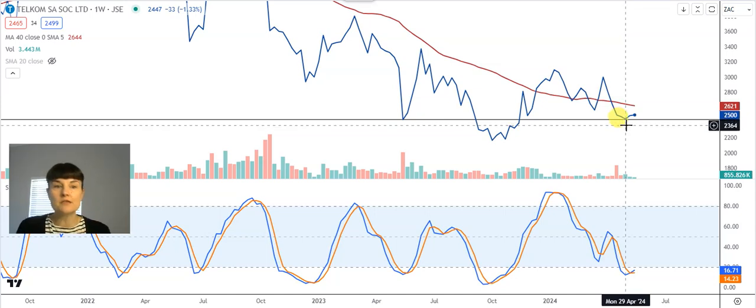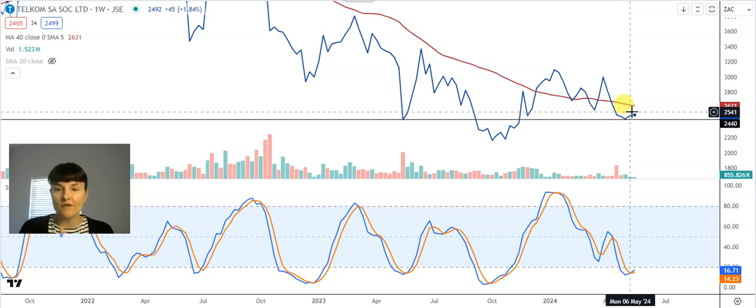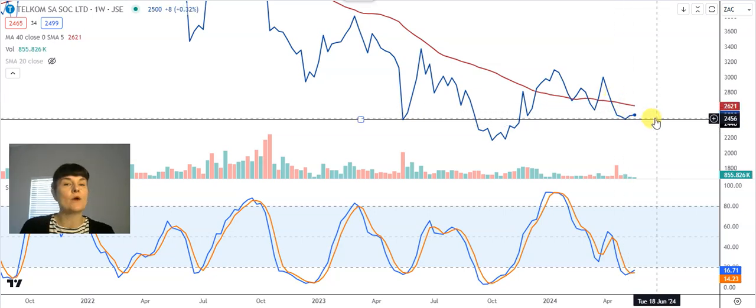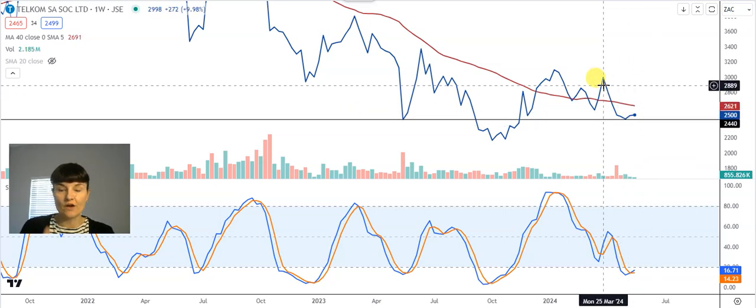So at the moment, my low on a line graph, or my critical level of support on a line graph, is 24.47, and that is the level that has to remain in place in order to sustain some upside for Telkom. Obviously, resistance level 26.21, my 40-week, and then obviously that week of the 25th of March, 29.98. I'm going to keep this one on my radar.